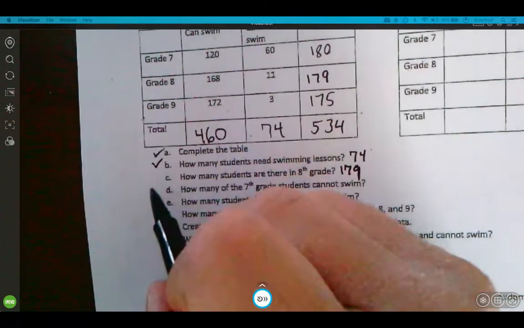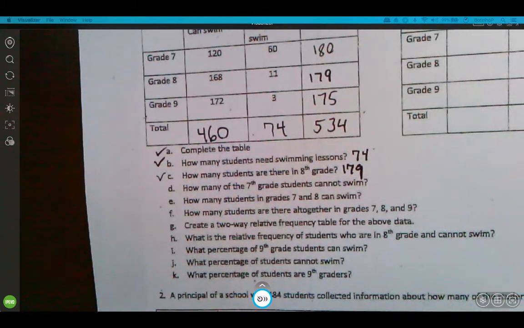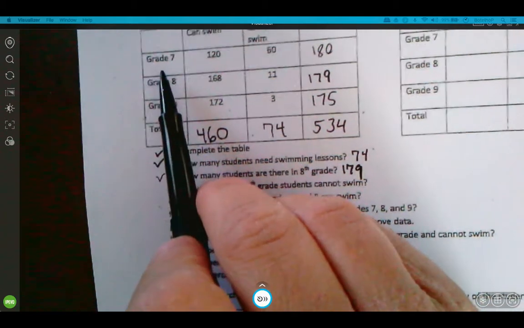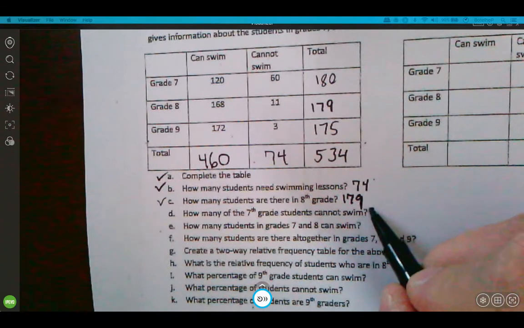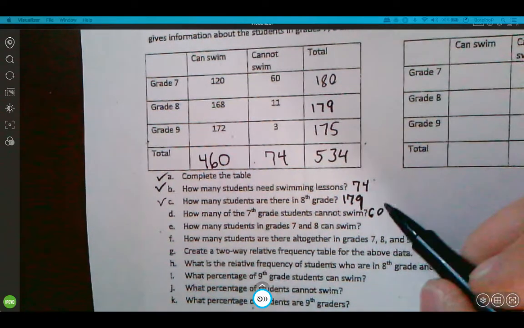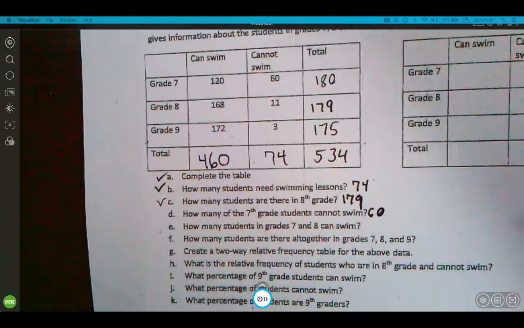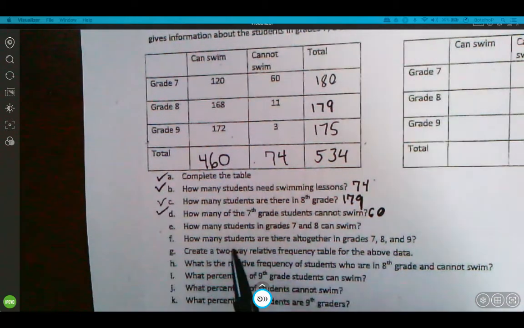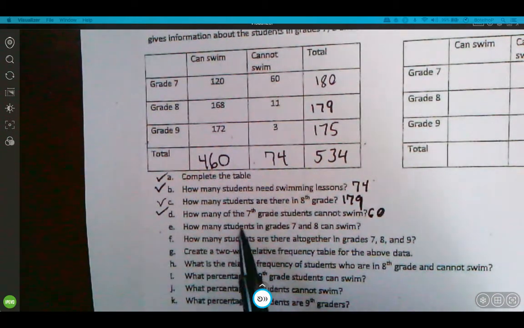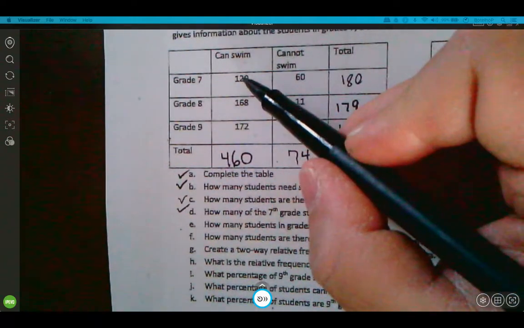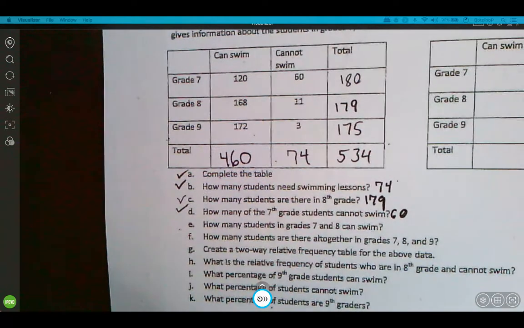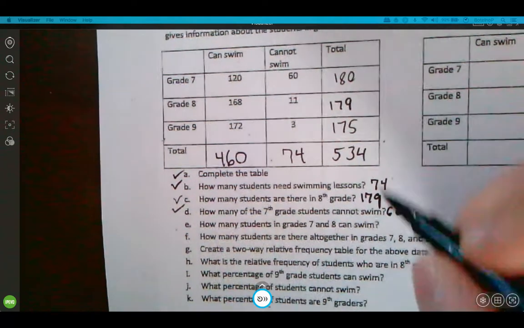Next question, part D. How many of the 7th grade students cannot swim? I'm going to go to 7th grade students, and how many can't swim? 60. It's a lot of people in 7th grade that can't swim. I don't know why. This one's interesting: how many students in 7th and 8th can swim? Add those two numbers, 120 plus 168, and I'll get 288.